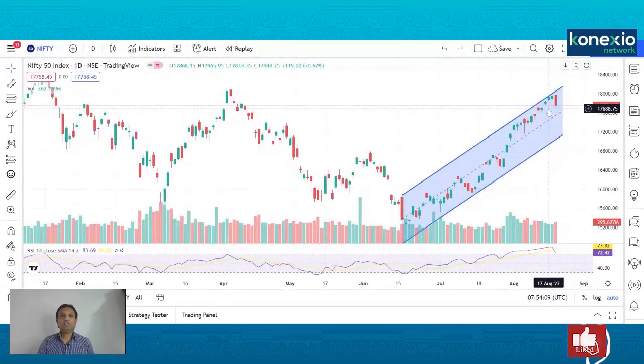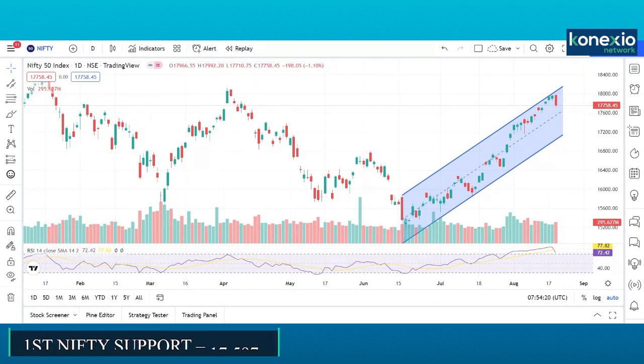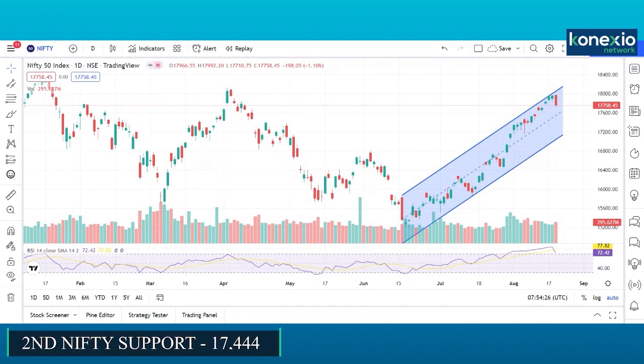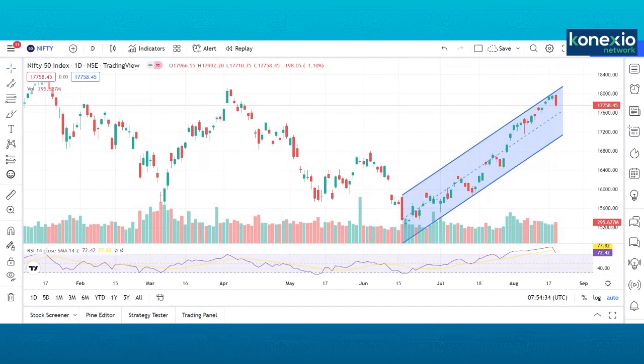So now let us discuss the important supports and resistances in the Nifty for the next week. The first support is placed at 17,597. The second support is placed at 17,444 and the third support is placed at 17,348. So these are the important support levels in the Nifty for the next week.